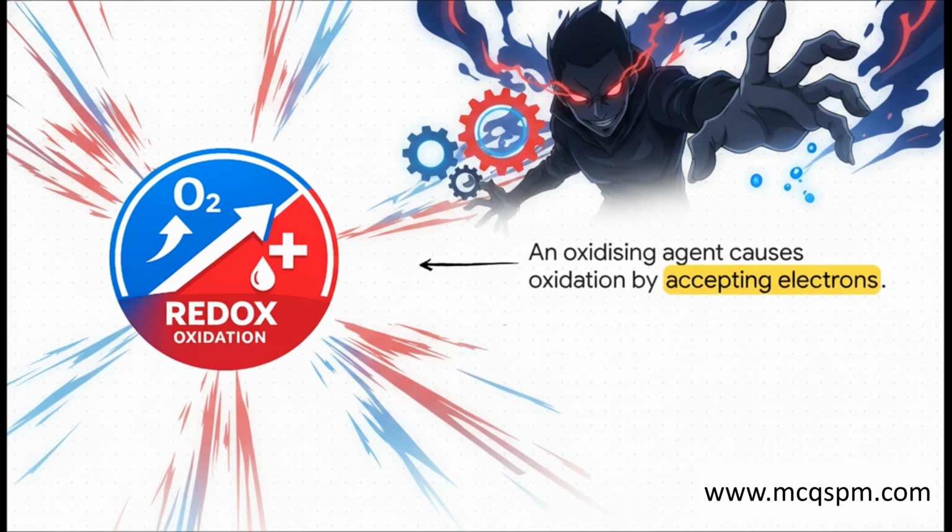The oxidizing agent is basically the electron thief of the reaction. It swoops in and accepts the electrons that the other substance is losing. And here's the twist. By oxidizing something else, the agent itself gets reduced. It's a two-way street. They're a package deal. You can't have one without the other.